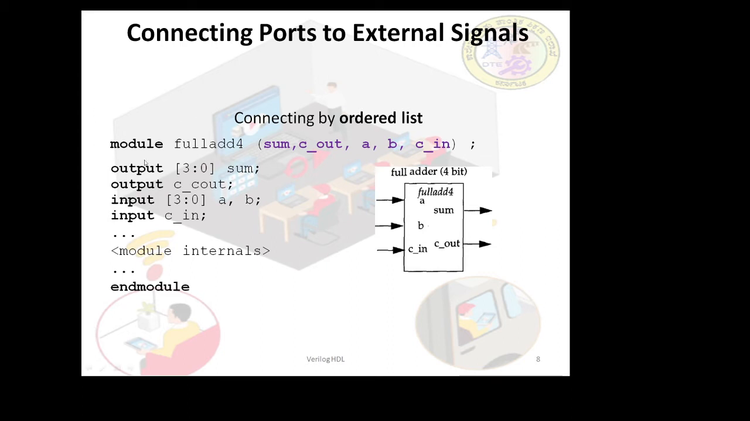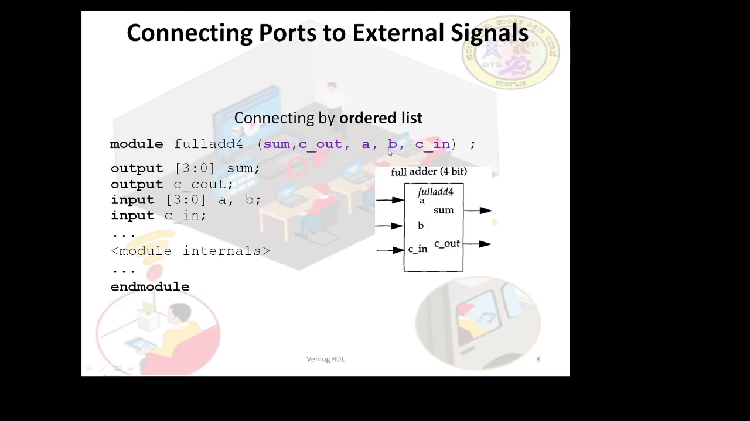So in the next part, as the port list has been assigned, we are going to do the port declaration. So sum is an output type, C_out is also an output type. Sum is 4 bits of information, so we write it as output [3:0] sum. It is a vector consisting of 4 bits of information, and the carry for the 4-bit full adder is a single bit, so it is only written as output C_out and then terminated with a semicolon here.